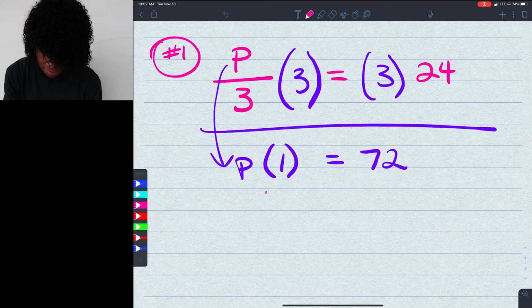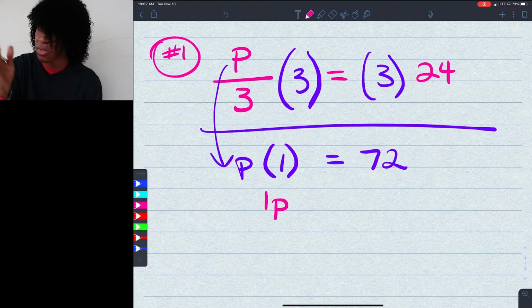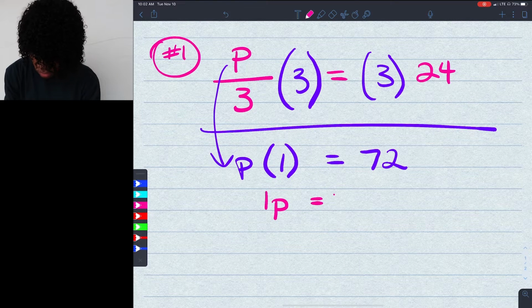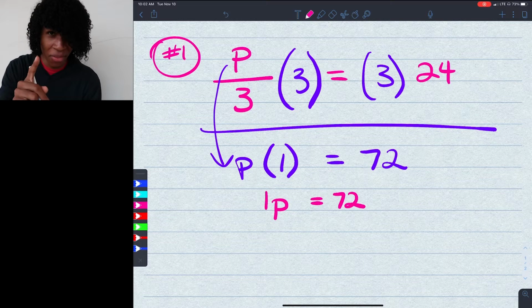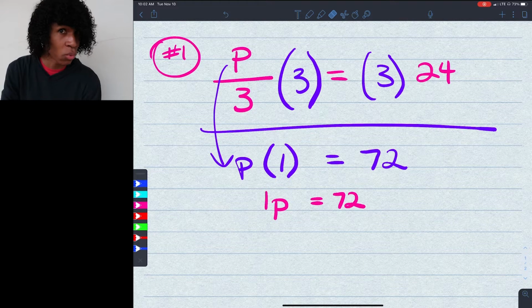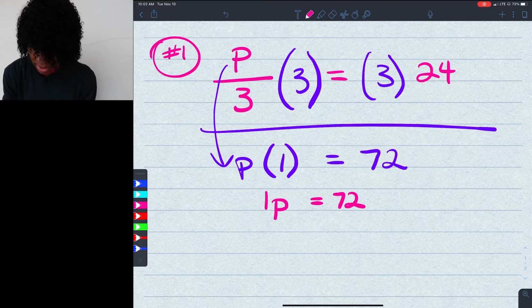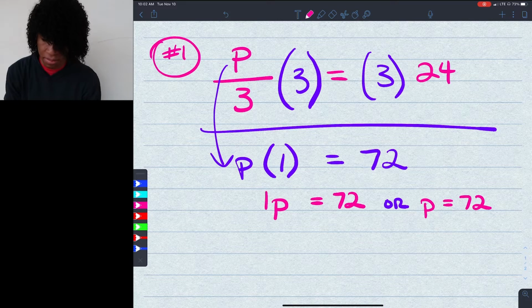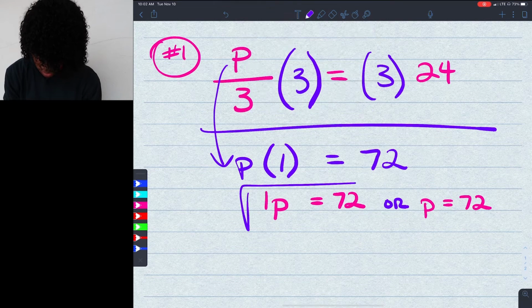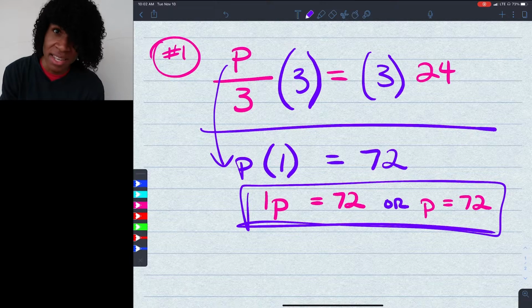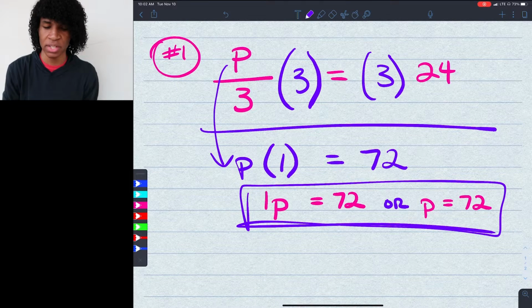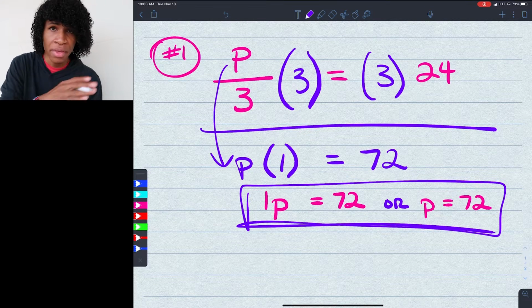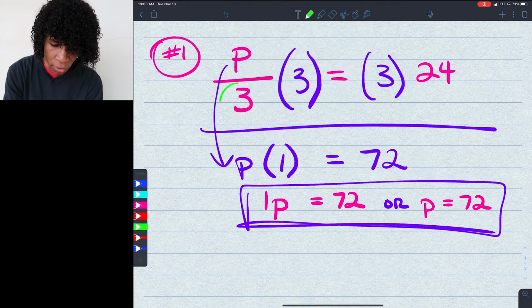P times 1 is the same thing as 1 times p. Just be clear, p times 1 is the same as 1 times p. So 1p equals 72. And you remember, by the way, that this is our answer. 1p equals something. Or, because that's not the cleanest way, if you all heard me preaching before, the cleanest way is to simply write p equals 72, because 1p and p are the same thing. And ta-da! You are done. That is it. If that seems simple, that's because it is. Remember, the key to working division problems is to multiply the whole thing by whatever is down here in the denominator.